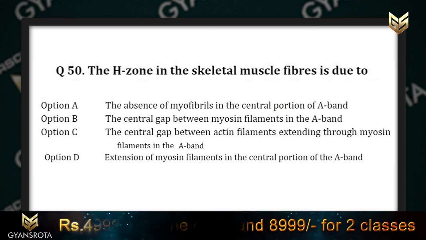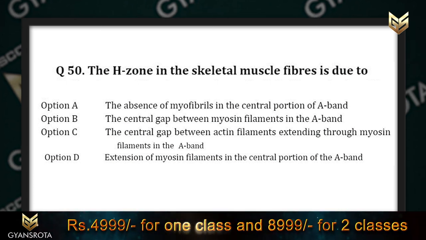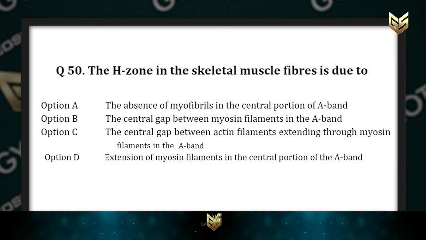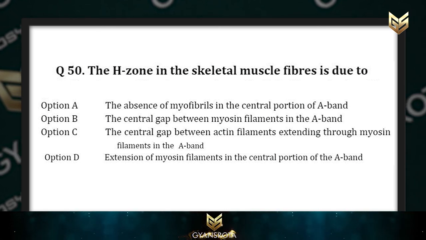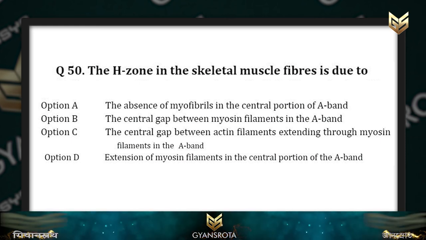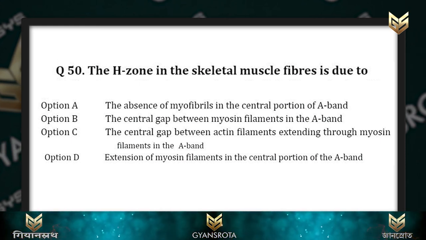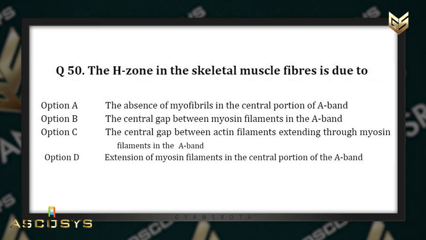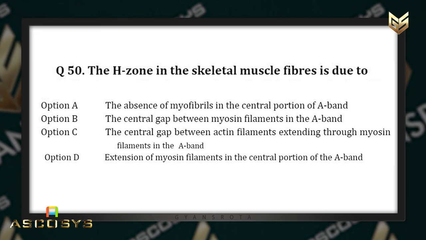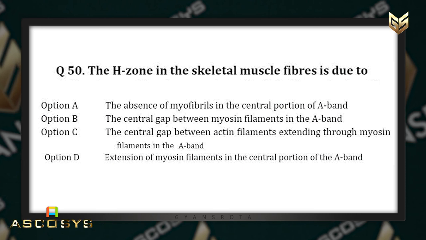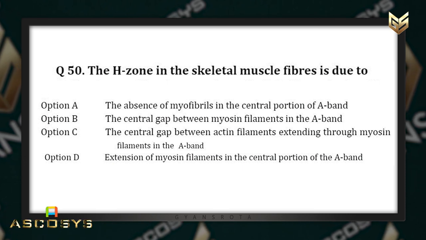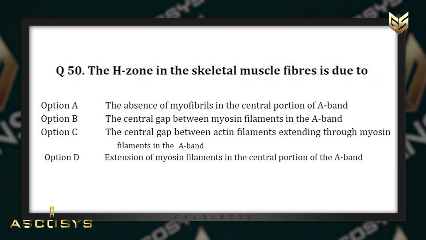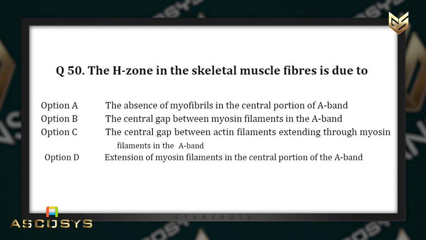The H zone in the skeletal muscle fiber is due to option number A, the absence of myofibrils in the central portion of A band. Option number B, the central gap between myosin filaments in the A band. Option number C, the central gap between actin filaments extending through myosin filaments in the A band. Option number D, extension of myosin filaments in the central portion of the A band.